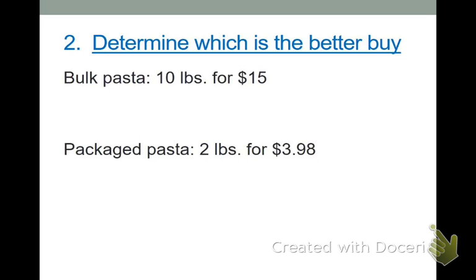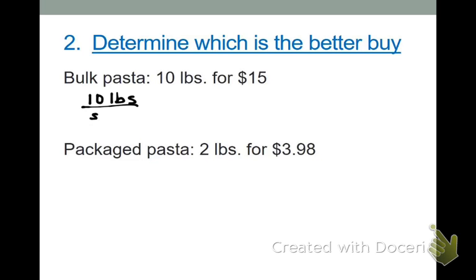Okay, or I go somewhere else like you guys had mentioned, like Publix or Winn-Dixie, and I just get a package of pasta. It's 2 pounds for $3.98. I'm trying to figure out which one is my better buy or my better deal. So the first thing you got to do is turn it into a fraction. Kayla, how do I do my bulk pasta as a fraction? You do 10 pounds over $15. Good job. 10 pounds over $15.